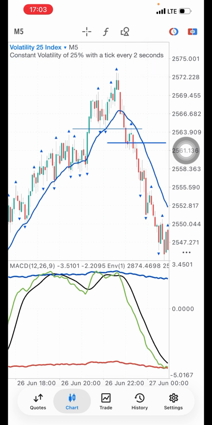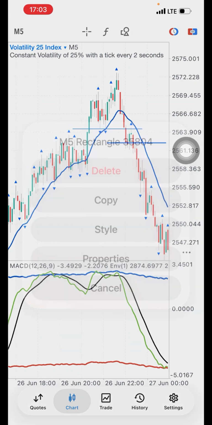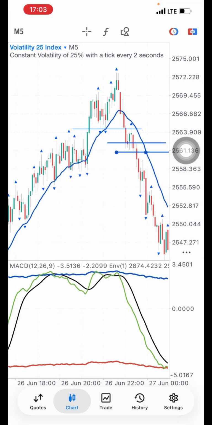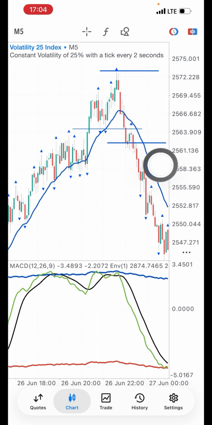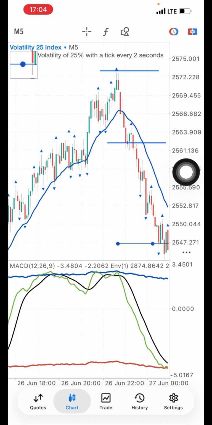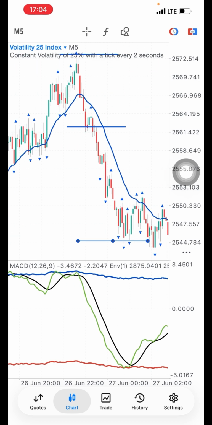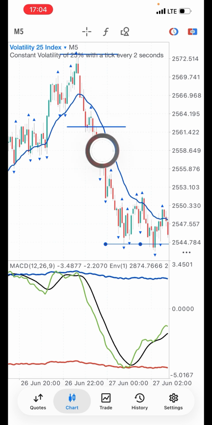Once you get the sell, your stop loss goes above the most recent structure created by the market, and then you can target times 2 of what you are risking. Target times 2 of what you are risking, right? So this is like times 2 of this risk here.